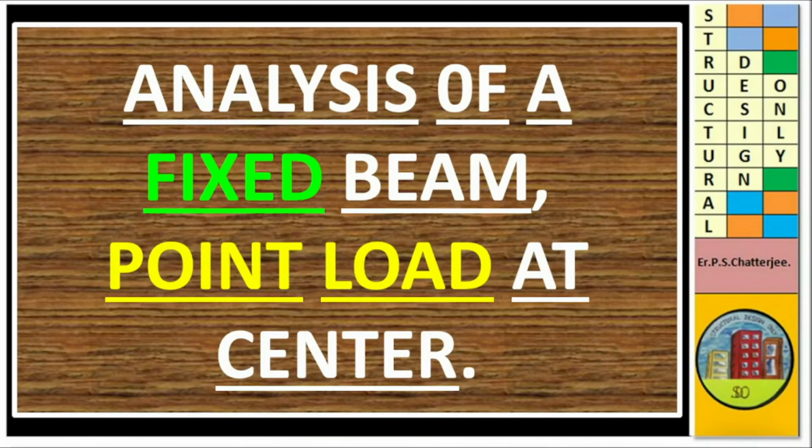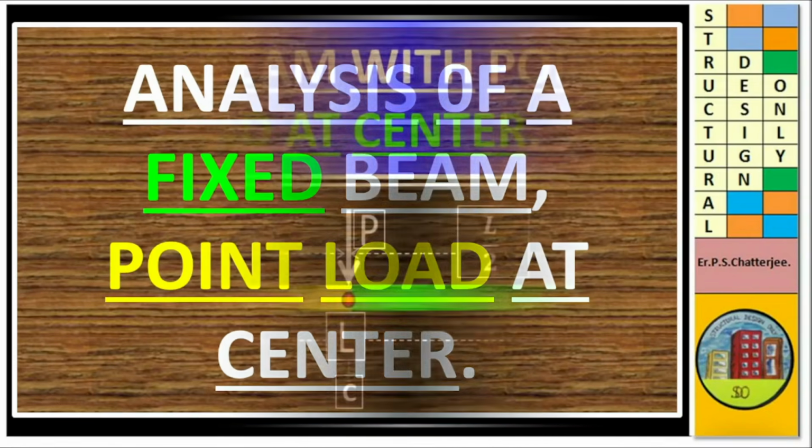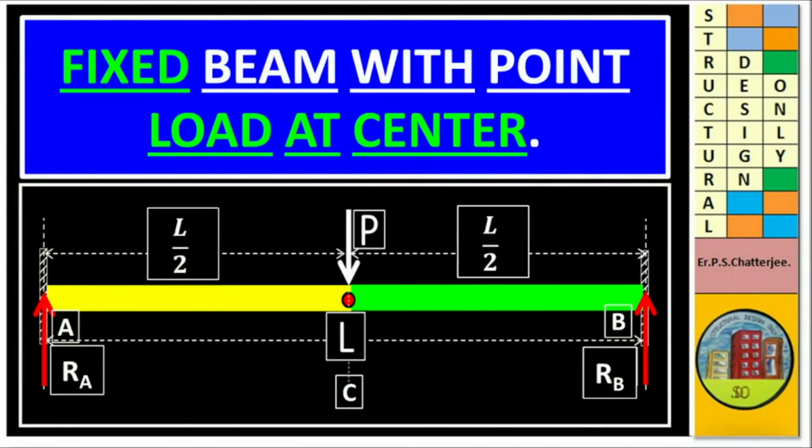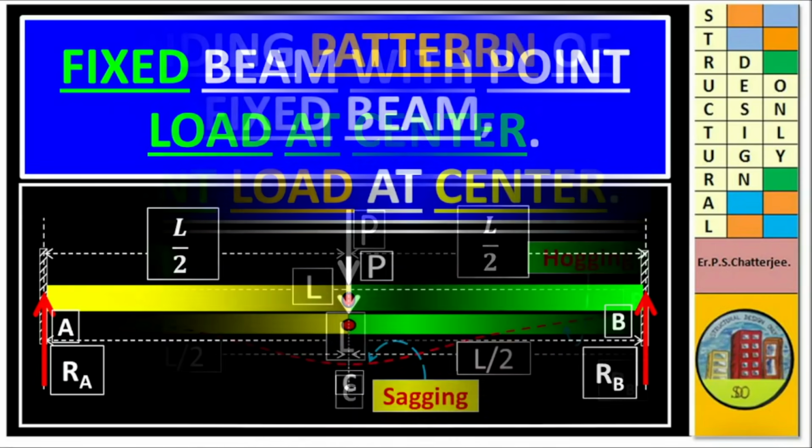Analysis of a fixed beam when point load at center. This is the pictorial view of fixed beam. Support A and B both are fixed and point load P at the center. RA reaction of left hand side and RB reaction of right hand side.